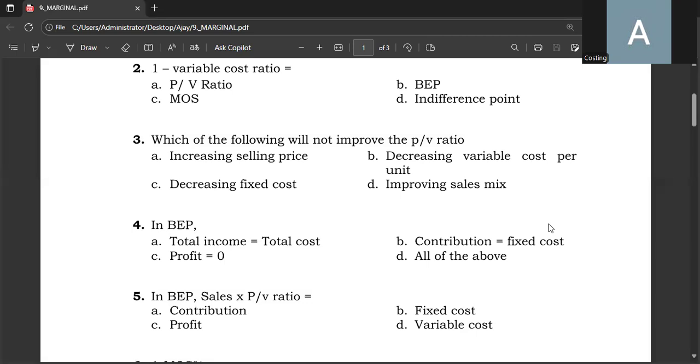Question 5. In BEP, sales into PV ratio is equal to option A. Contribution. Option B. Fixed cost. Option C. Profit. Option D. Variable cost.